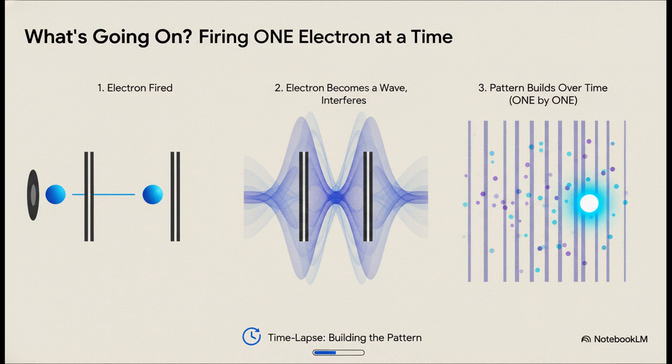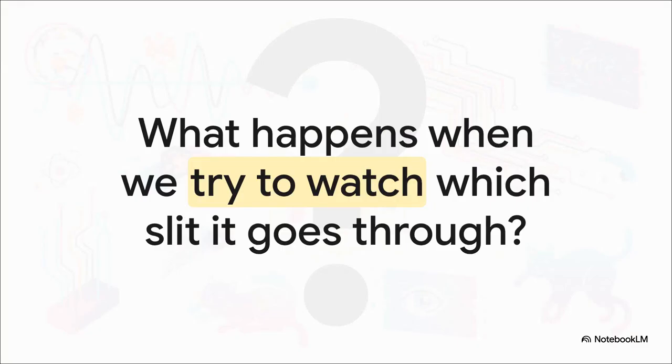It's as if each individual electron went through both slits at the same time as a wave and interfered with itself. This is just bizarre. So the logical next step for any scientist is to say, all right, let's just look. Let's put a tiny detector right at the slits and actually see which one the electron goes through. We'll solve this mystery once and for all.